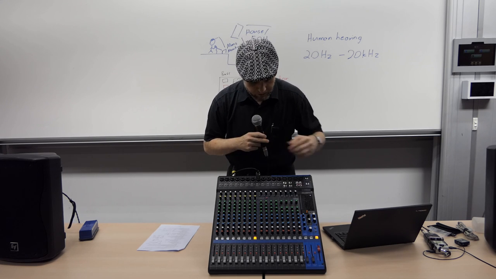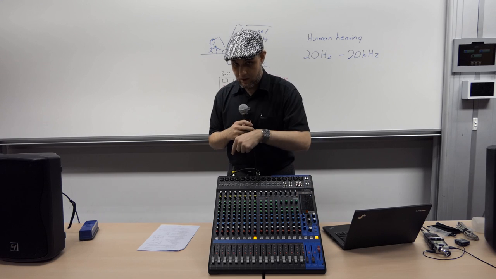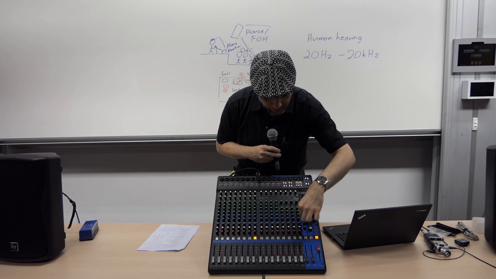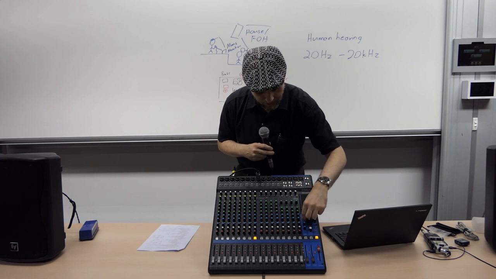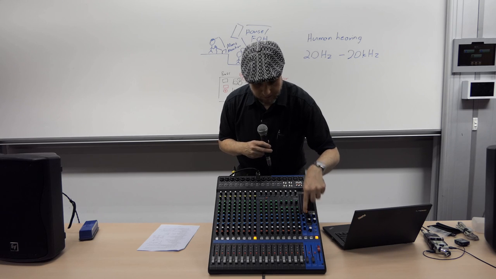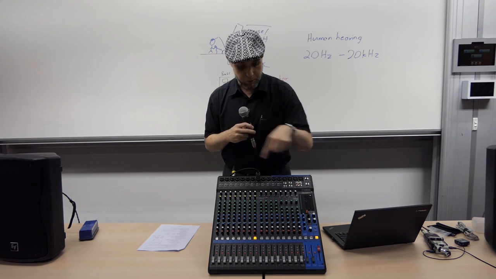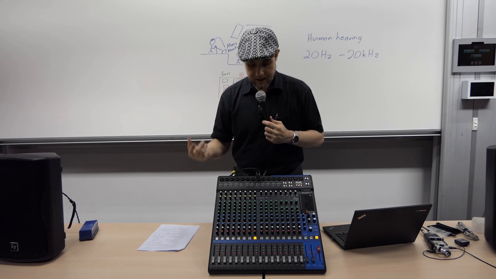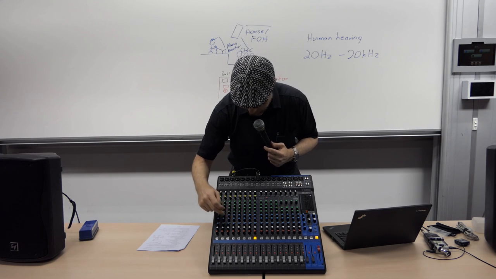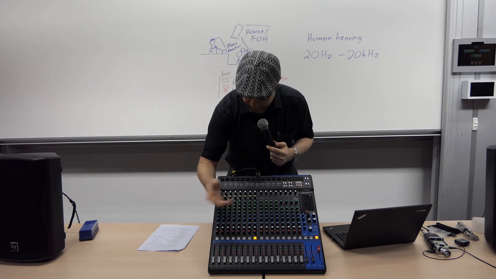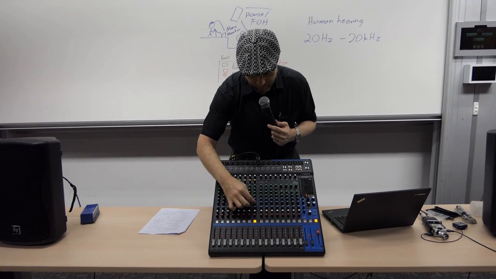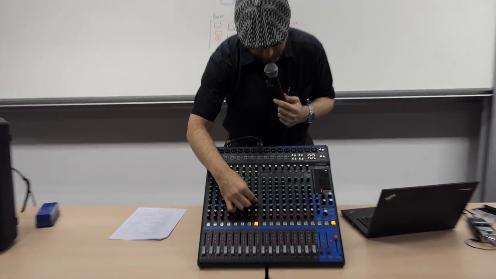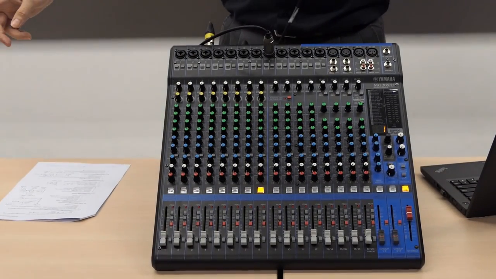Now I'm going to bring, this is in aux 2. I'm going to bring my aux 2 master up. Okay. This is the master for this output, same as this is the master for the front of house. Then what I'll do is, I will bring up my, sorry, wrong channel. I'm going to bring this up, check 1, 2. So you can hear that there's sound.